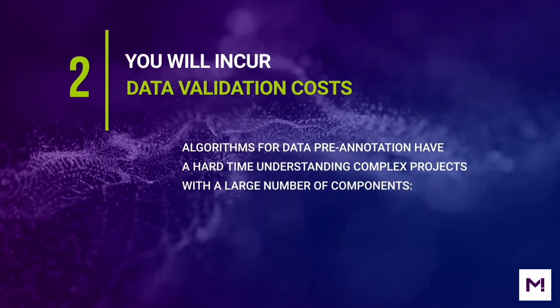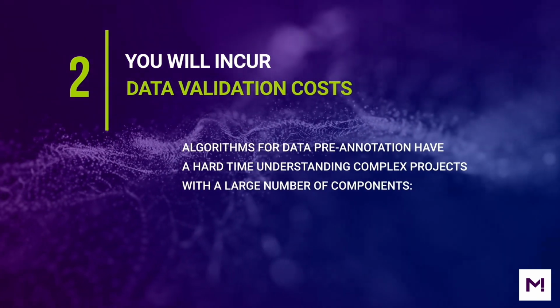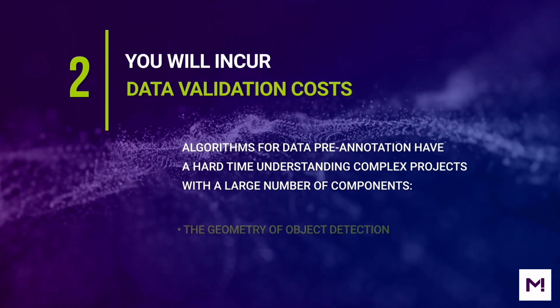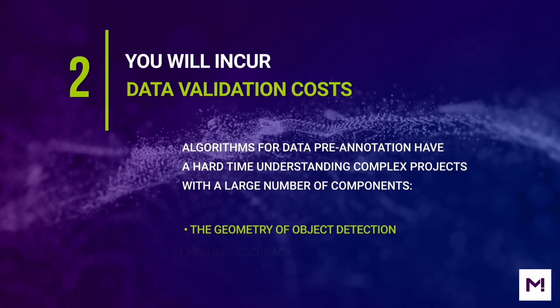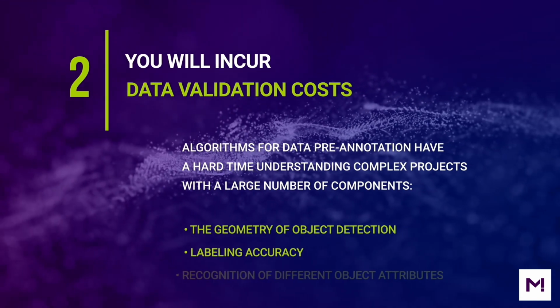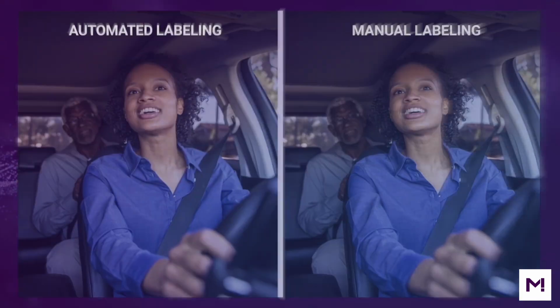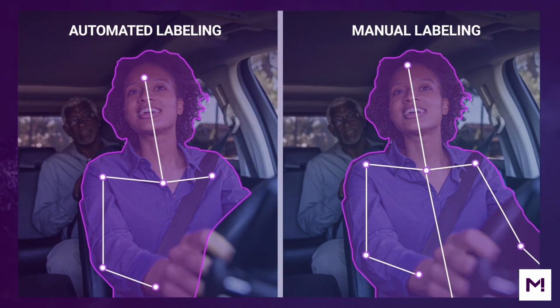Algorithms for data pre-annotation have a hard time understanding complex projects with a large number of components: the geometry of object detection, labeling accuracy, recognition of different object attributes. Take a look at the difference between automated and manual labeling.